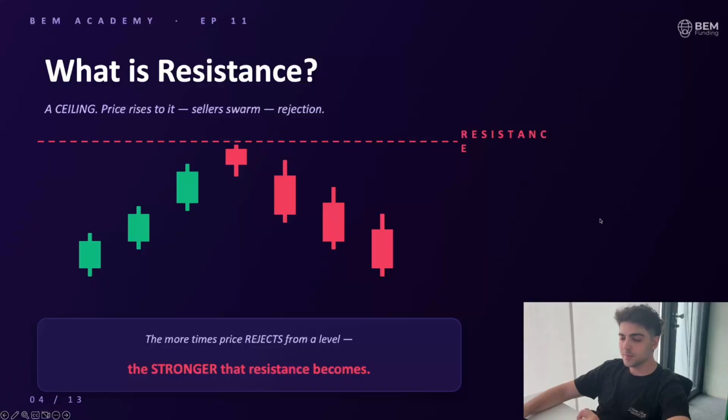Resistance is the mirror image, a price level where sellers consistently step in. When price rises toward resistance, sellers expect a rejection. They sell. Price hits resistance, sellers swarm. Price falls. Hits it again, falls again. A ceiling, until enough buyers overwhelm the sellers and we get a breakout.